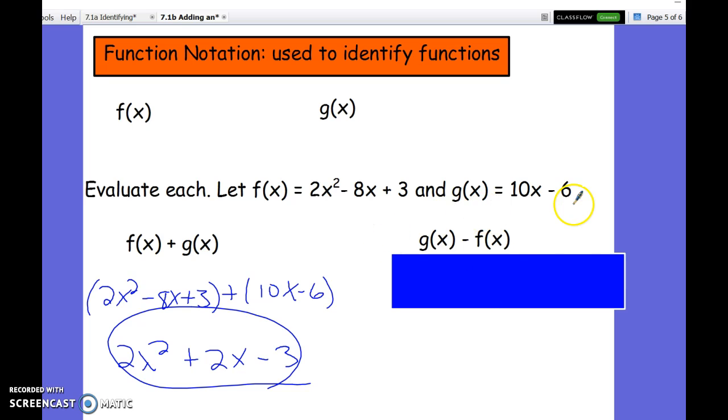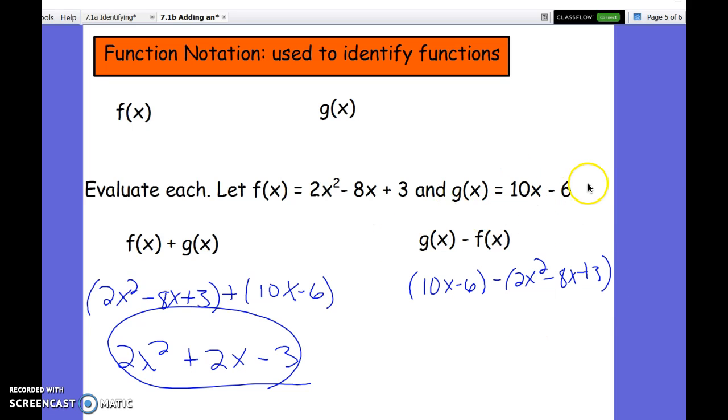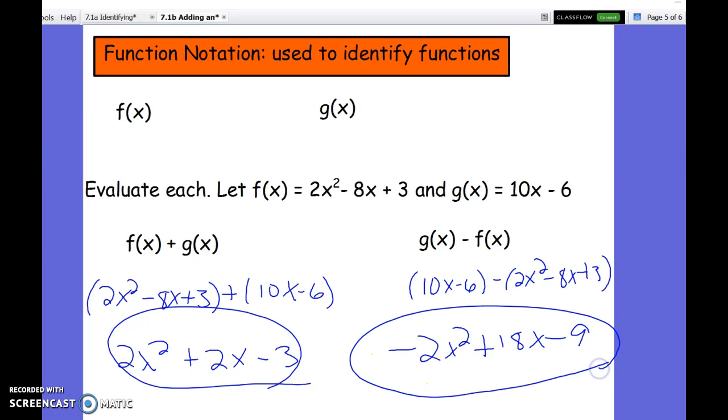Okay, over here it's the same type of thing, except we're subtracting. So we're going to take g of x, 10x minus 6, and subtract f of x. So subtract 2x squared minus 8x plus 3. Again, pause, try this out for yourself. And your final answer should be negative 2x squared plus 18x minus 9. Be very careful when you're subtracting. You always have to distribute that negative sign.